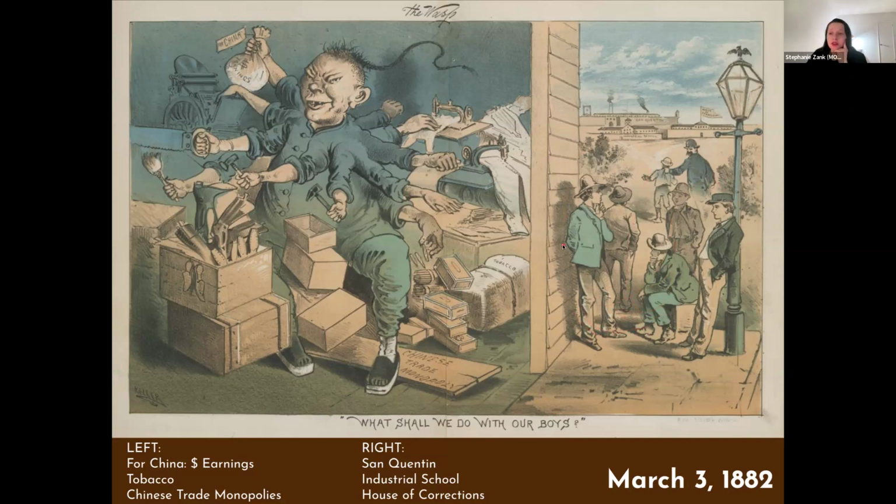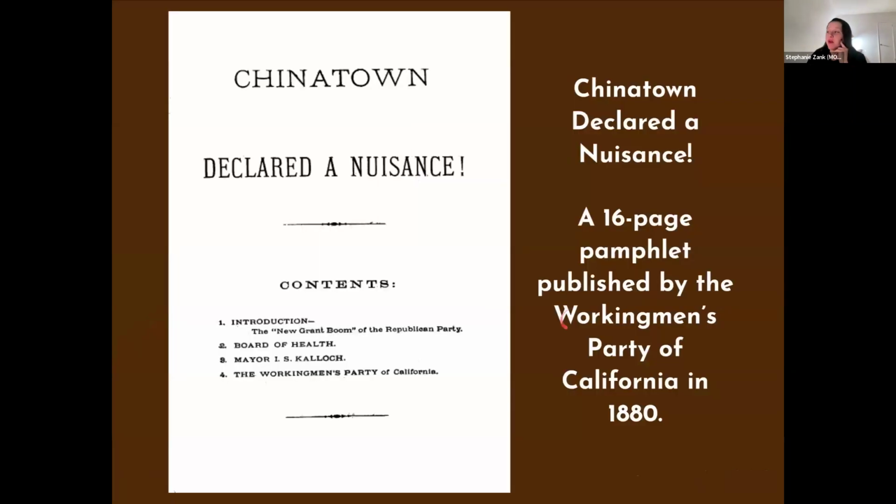So this is going to lead us to a piece of legislation that is really, really important to talk about. I will just super quickly skip here too, because these people are a big part of this legislation. The Working Men's Party of California, they have declared Chinatown a nuisance for health reasons, which is very commonly done when we're anti-immigration. But let's talk a little bit more about a piece of legislation that the Working Men's Party of California was very pro.